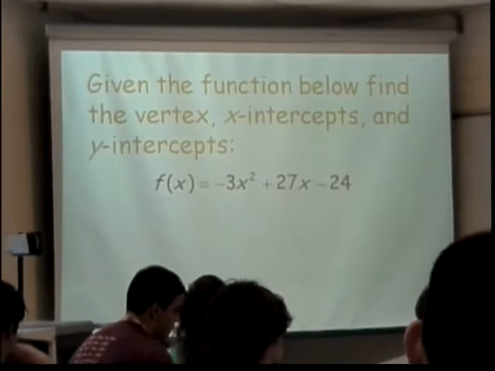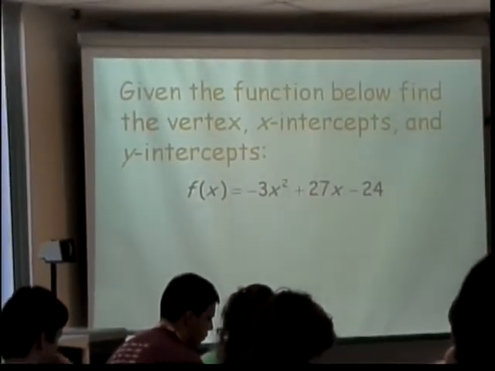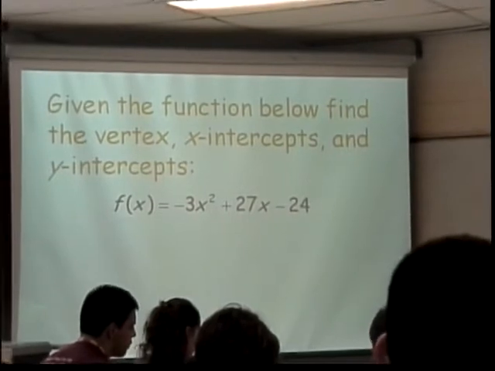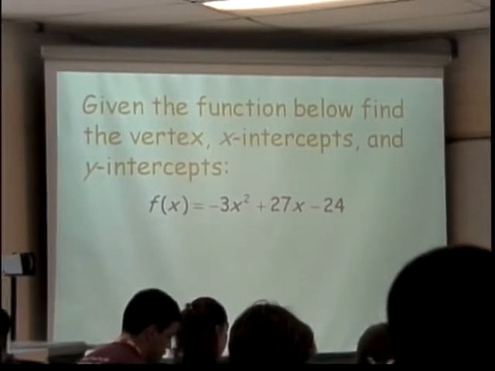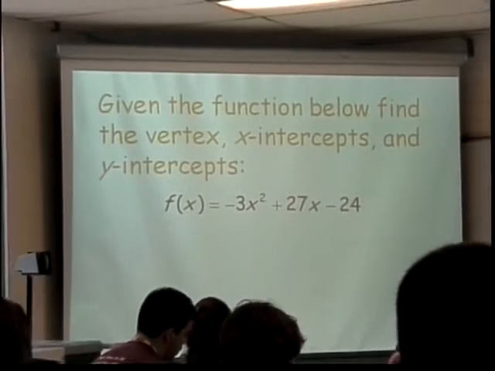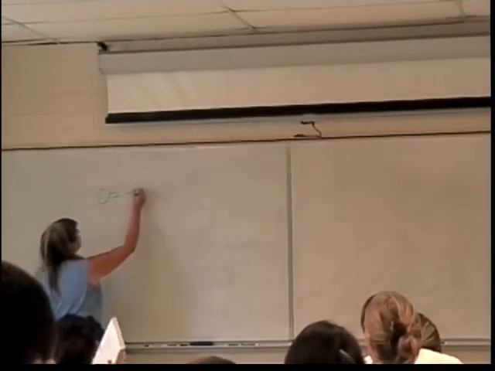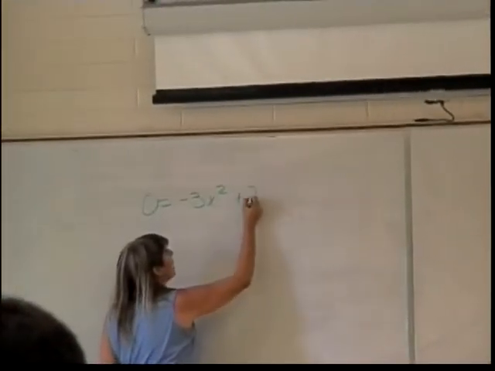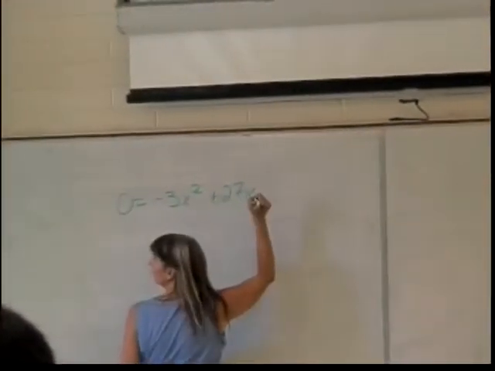The problem that we did not do was finding the x-intercepts and the y-intercepts. Let's start with the x-intercepts. How do I find x-intercepts? Set the function equal to 0. Make the function equal to 0. So I have 0 equals negative 3x squared plus 27x minus 24.